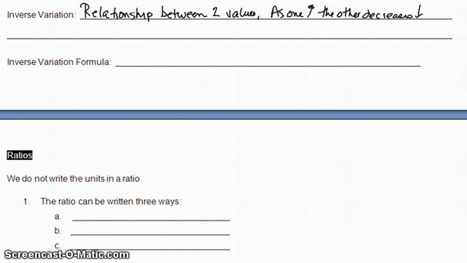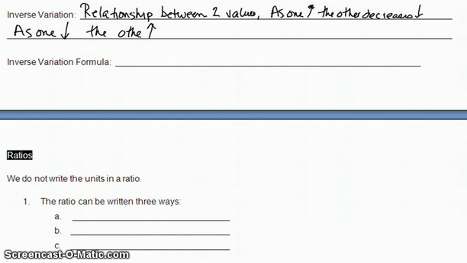And, or conversely, as one decreases, the other increases. An example here would be the number of hours it takes to complete a job and the available workers on the site. That is, if everybody's working as they should.